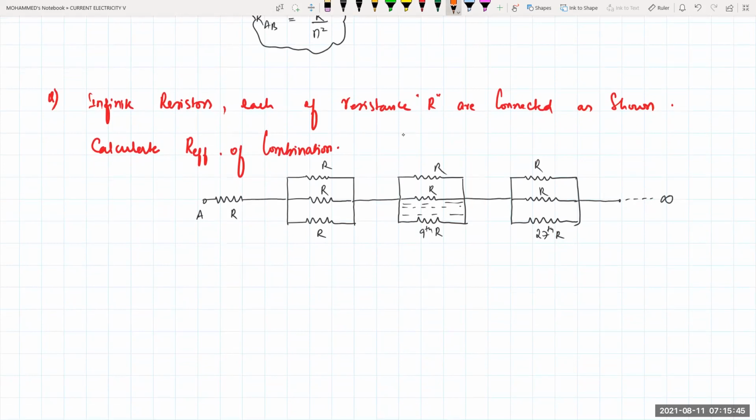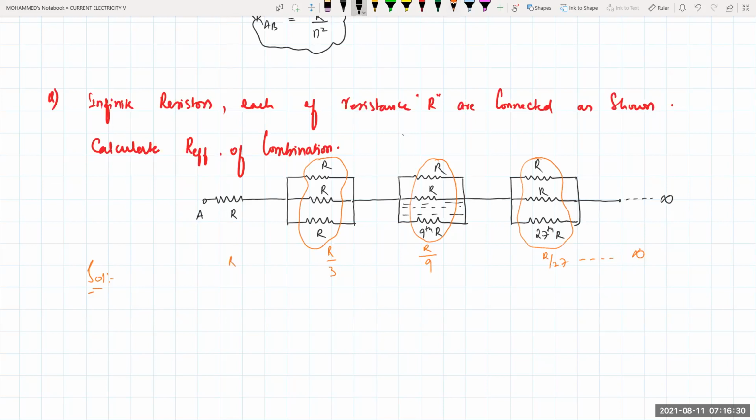Can anyone try to do it, beta? These three are in which combination? Parallel. So R effective will become how much? R by 3. All of them are similar, so R by n. Understood? Yes, sir. So this one is your R by 3. This will become how much? How many resistors are there? 9 resistors. That means R by 9. Like this, how many resistors are there? 27. That means this one is nothing but R by 27. Like this, it is going up to infinity. First one is nothing but R.